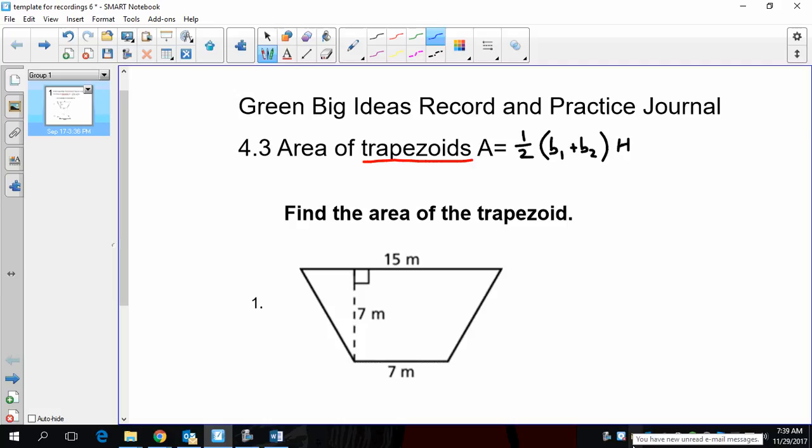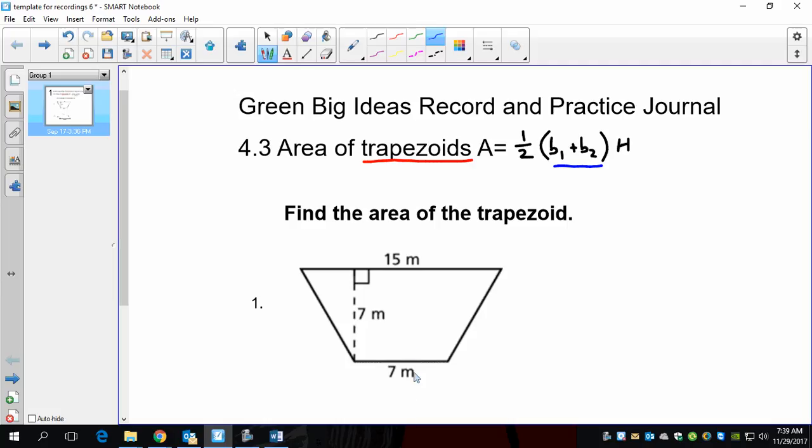You do see the 1/2 again, if you remember from our triangle formula, we did 1/2 base times height. But we have B1 plus B2 in parentheses, so that has to be done first. And then we have height, and then we have timesing it by 1/2.